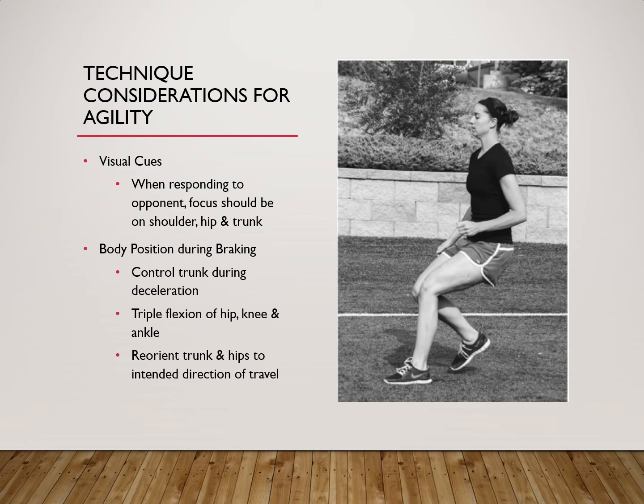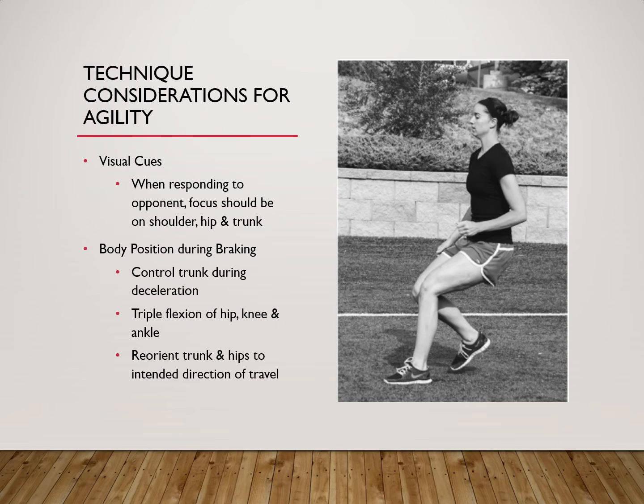Now, when it comes to actually braking and decelerating, if we're looking at a linear deceleration, then we want to make sure we have a good control of the trunk. During the deceleration phase, we can see in this figure here, not too much of a forward lean, which is going to make the athlete carry on and continue the direction of travel longer than necessary. So good trunk control to decelerate. Strong flexion of the hip, knee, and ankle. Okay, with good eccentric strength, particularly through the calf and through the hamstrings.